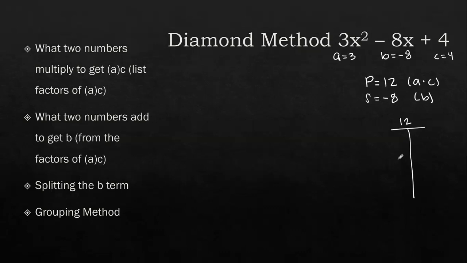If I know that they're multiplying to get me a positive, but adding to get me a negative, what do I know about my two numbers? They're both going to be negative. So I'm going to list out my factors of 12.